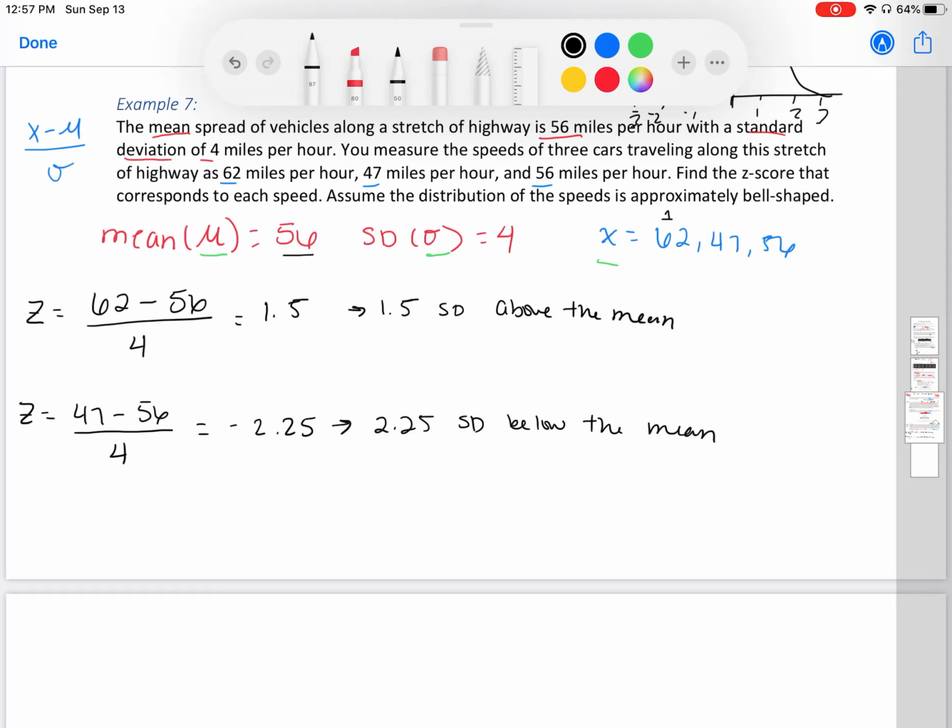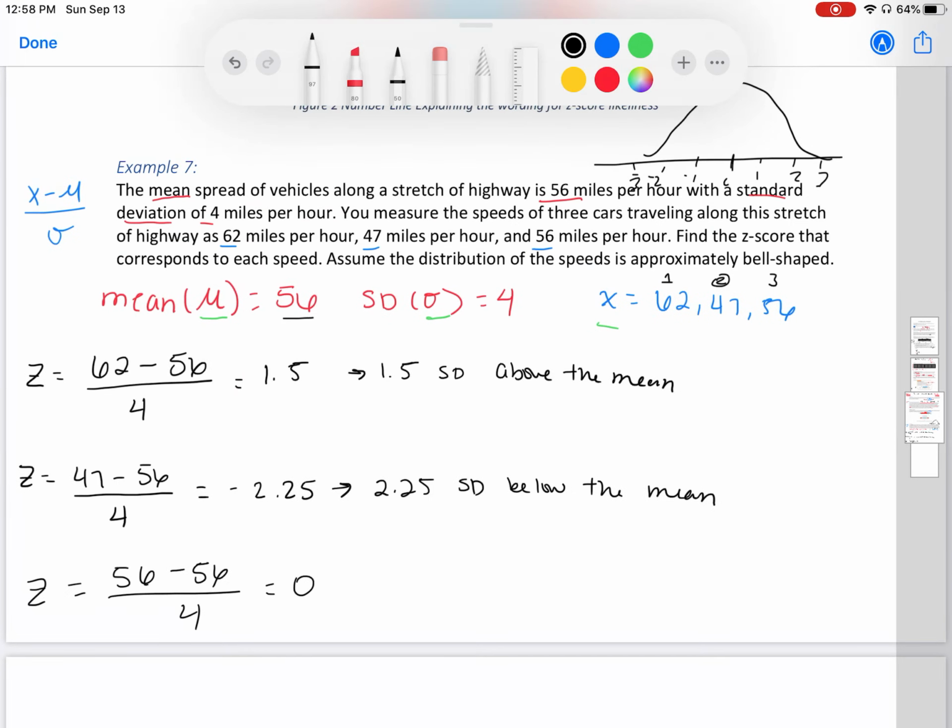And one more. Z is equal to, third one. So we did 47. Next one is 56. 56 minus 56 divided by 4. All right, we get 0. So what does this mean? Remember the middle value, 0 standard deviations, that's always your mean. So it is equal to the mean.